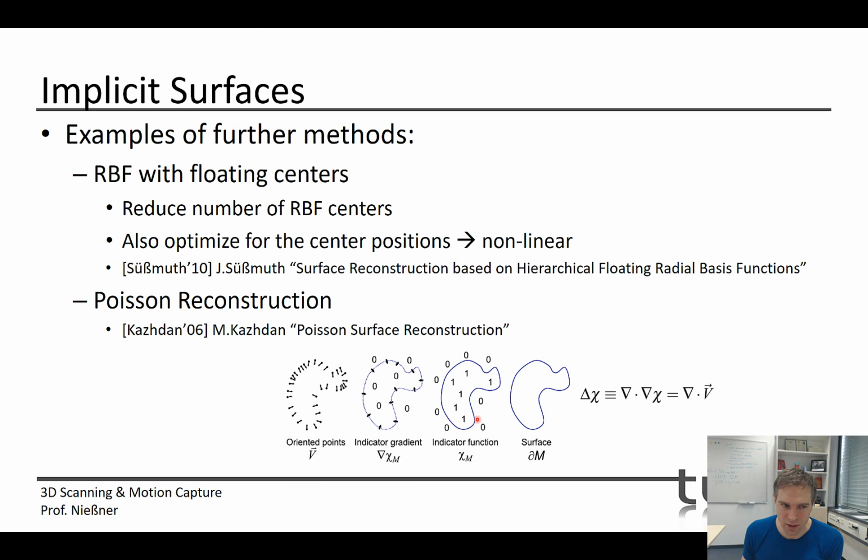So if the indicator function here is 1 inside and 0 outside, then the only gradient that is non-zero is on the surface, right? And this can be optimized by solving a Poisson equation.